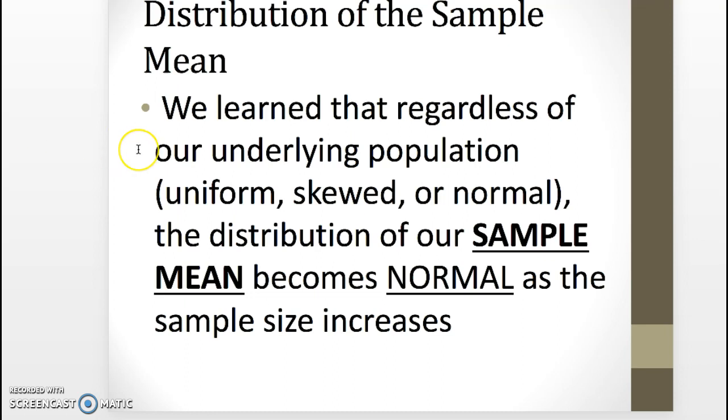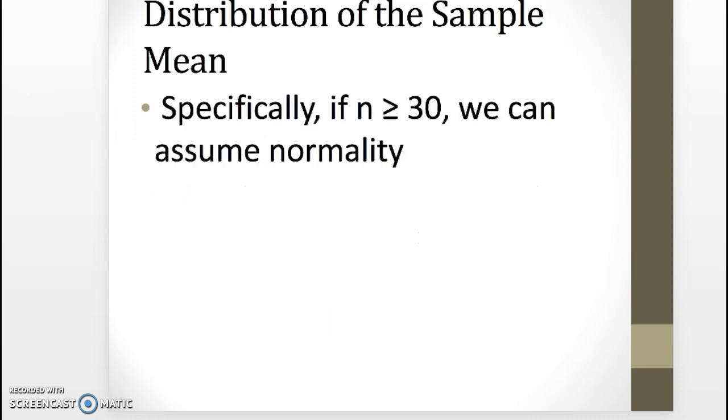So from our simulation, we learned that regardless of our underlying population, the distribution of our sample mean becomes normal as the sample size increases. We looked at samples of size 2, 5, 10, and then 30. And really, once we got to 5, 10, and 30 in our example, we had a pretty smooth curve. In general, for sample sizes greater than or equal to 30, we assume normality for the distribution of the sample mean. Now, in practice, you usually only take one sample, but you assume the distribution is normal under these conditions.